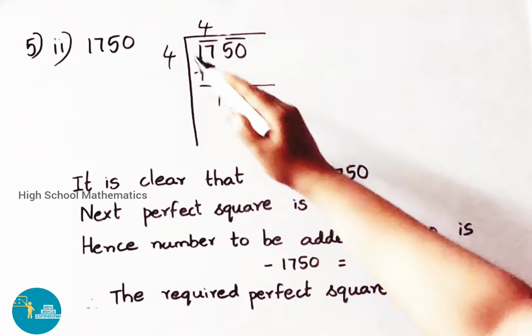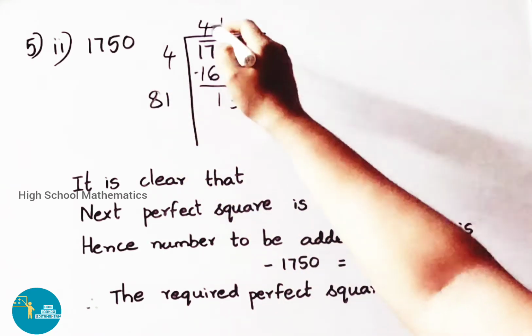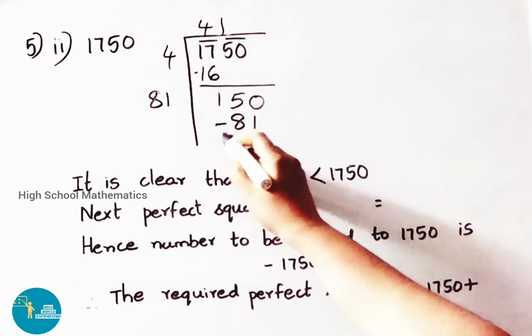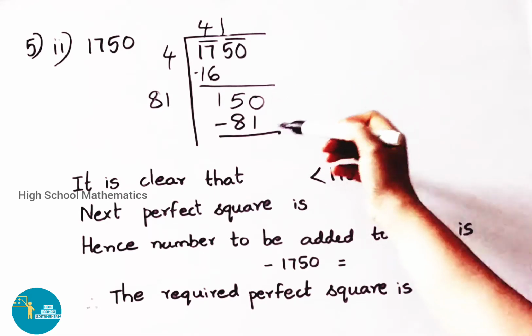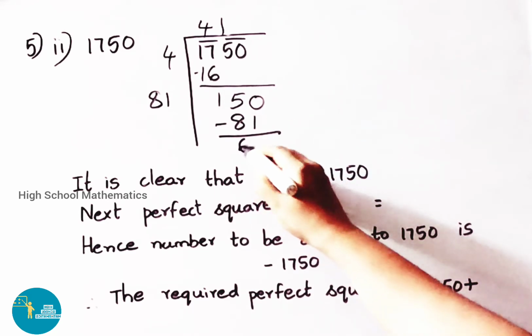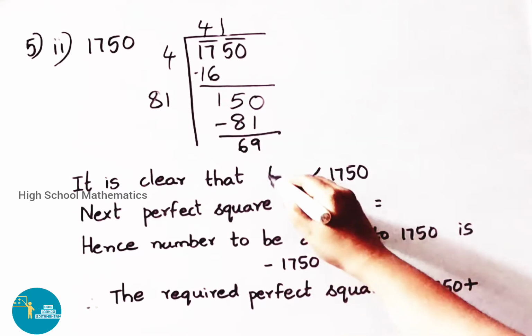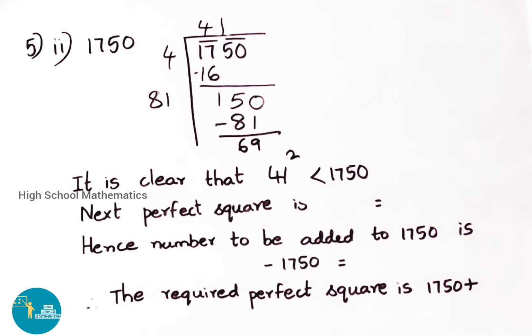See here, 4 double value is 8. Now we are going to multiply here by 1. 81 ones are 81. Now we have to do subtraction. 150 minus 81, that is 69. It is clear that 41 square is less than 1750. So we have to take 41 next perfect square.